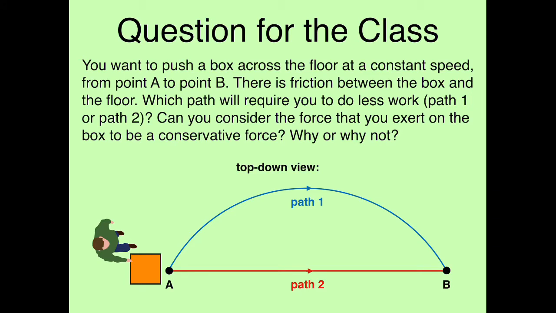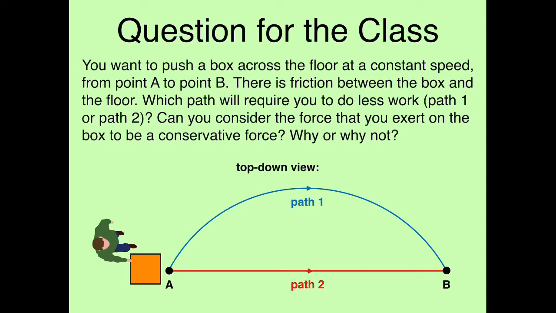Okay, to make sure we understand the difference between conservative and non-conservative forces, let's take a look at an example problem. In this problem, you're trying to push a box across the floor at a constant speed, and you start over here at point A, and you want to end up over here at point B. So you want to move the box from point A to point B, and this is what it looks like from the top-down view. There is friction between the box and the floor, meaning you're going to have to fight against that friction force as you push it.